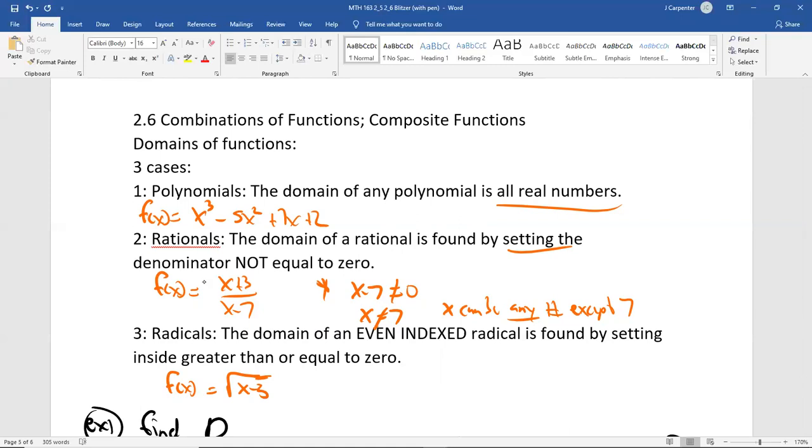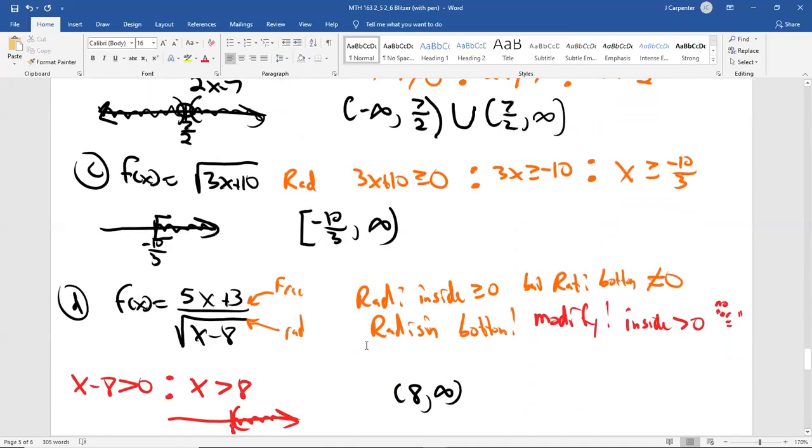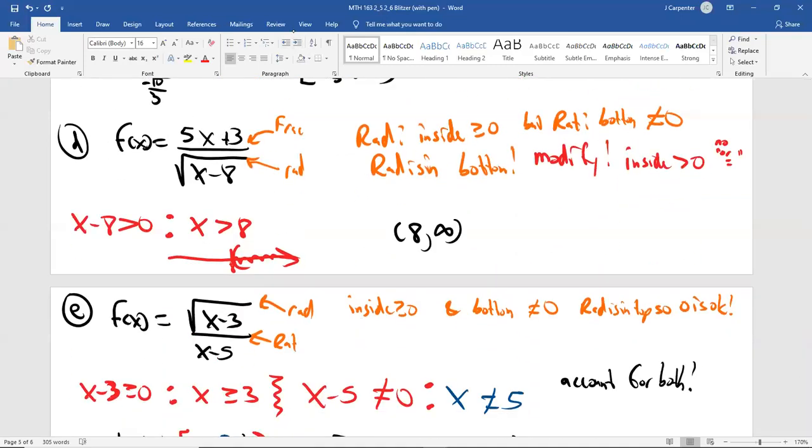You just have to remember your three cases, and be careful when you have combined cases like D and E that we saw last time, like a radical inside of a rational. And we saw that it mattered whether the radical was in the bottom or the top. It kind of changed how things were going to work.